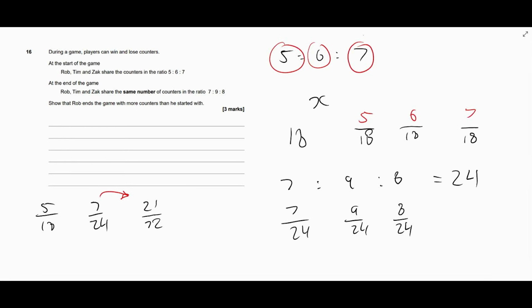And for the 18, we had to multiply by 4, so 4 18s go into 72. So here we just multiply 5 by 4, and what we get is 20 over 72. Now comparing these, this one's 21 over 72, this one's 20 over 72, and it's pretty easy to see that 21 is bigger than 20, thus 7 over 24 is the bigger fraction. And since 7 over 24 was after they started playing, we can conclude that indeed Rob does end the game with more counters than he began with.